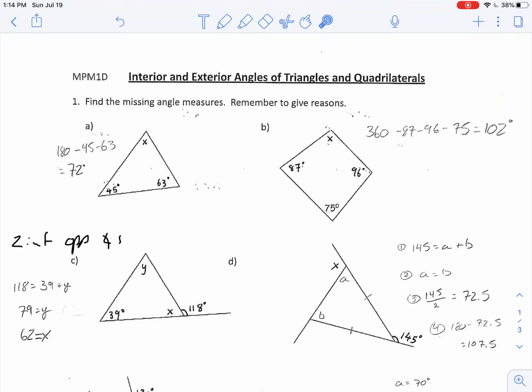So we're going to be talking about interior and exterior angles of triangles and quadrilaterals. We're going to find the missing angle measures and then remember to give reasons. I'm just going to state the reasons here on the video so as to avoid a 25-minute long video.